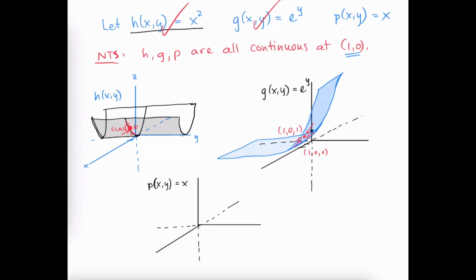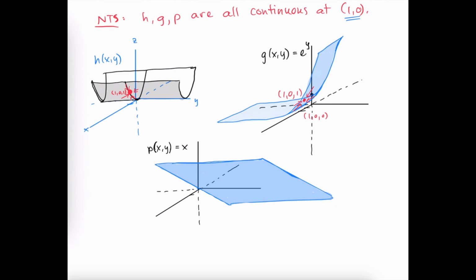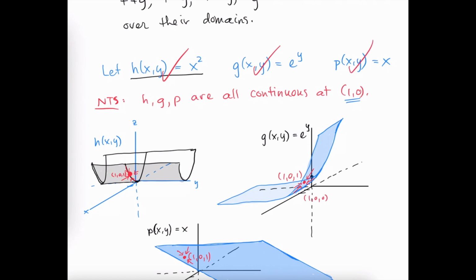Lastly, let's look at this third function, p(x,y) is equal to x, which is z is equal to x, so we can draw the line z is equal to x in the xz plane and then extend that infinitely in the direction of y. And of course planes are continuous everywhere, so this is also going to be continuous at the domain element (1, 0). All of these limits are also approaching the function value. So let's say p(x,y) is also a continuous function.